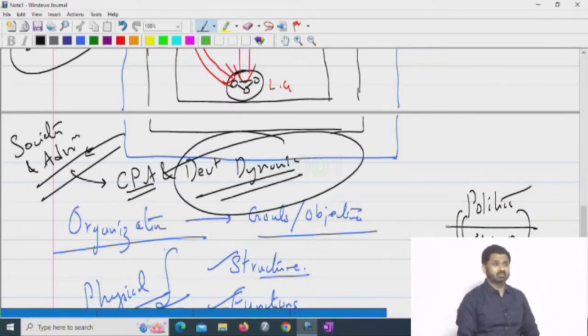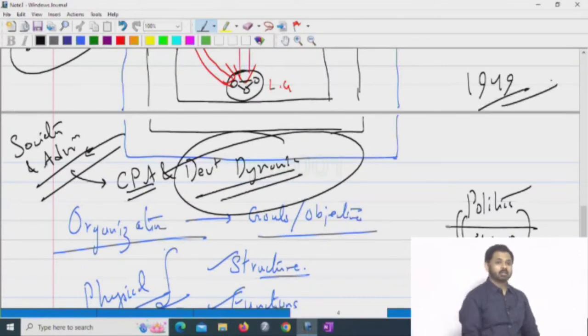Development dynamics, like the year since development has started to happen. From which year? President Truman of the United States of America, in the year 1949, gave a statement that the world is divided into developed and underdeveloped countries. Why is he telling this? Because something was happening in the world. In 1949, what had happened was communism had started to spread.